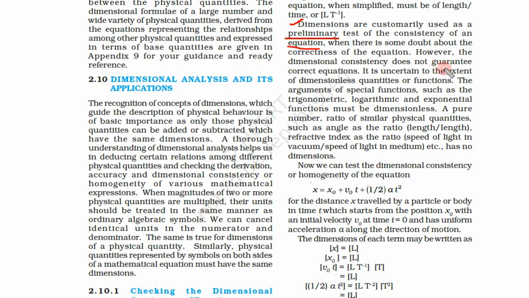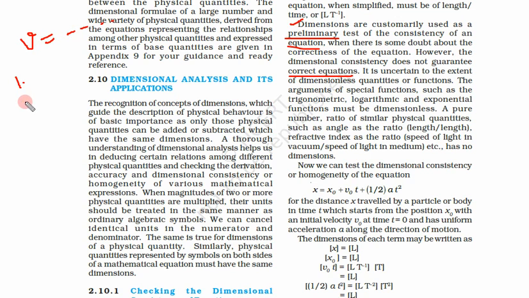However, dimensional consistency does not guarantee correct equations. So definitely this is not a guarantee that the equation is correct. This just tells you that dimensionally this equation is correct. This is not a foolproof way, but it will help, because suppose in the exam you are given velocity, what is the formula for velocity in this case?